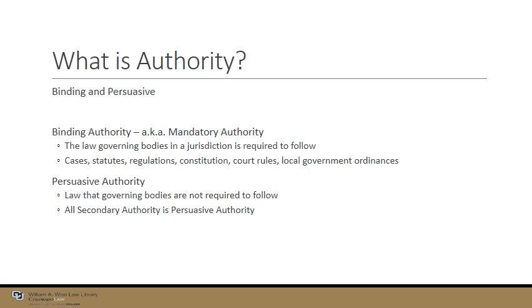The other kind of authority is persuasive authority, and that's law that governing bodies are not required to follow. So this would be primary authority from a different jurisdiction, and it would be secondary authority. All secondary authority is persuasive authority because none of it is issued by a governing body or an official in his or her official capacity. So it's always persuasive authority. But what about the binding authority? Why is it that sometimes primary authority is binding and sometimes it is not?